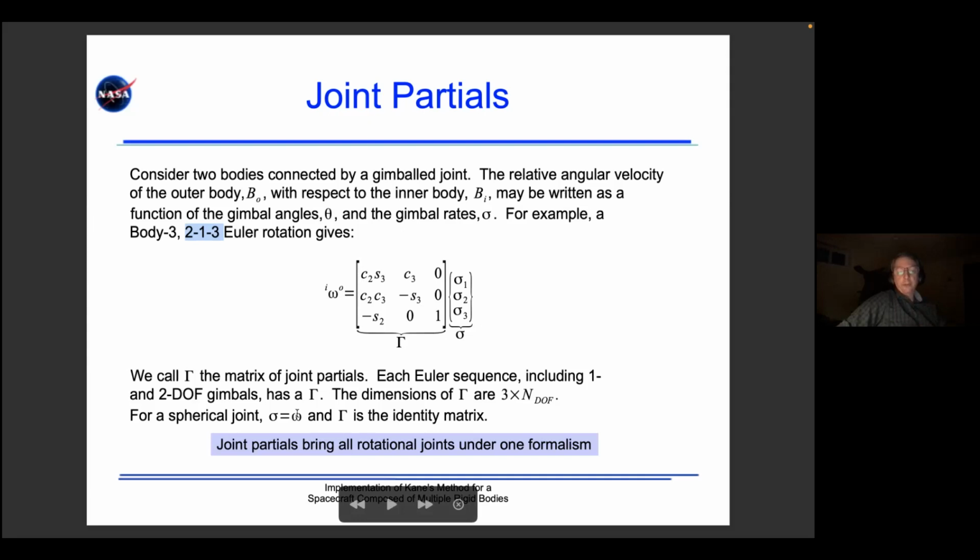And a special case, a spherical joint, like a ball and socket joint: the degrees of freedom here are just the same as the angular velocity components, and this gamma matrix becomes an identity matrix.